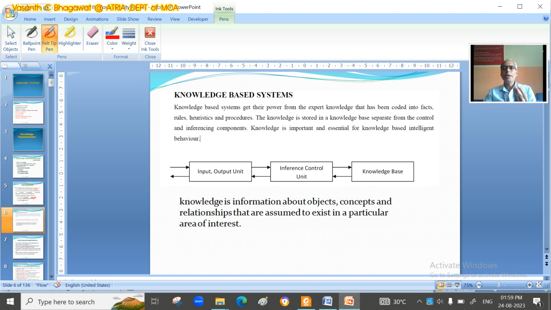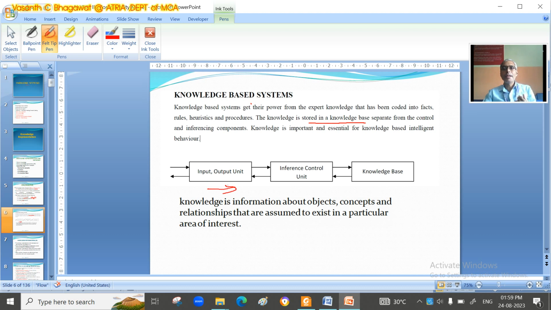When we look at a typical knowledge based system, it generally gets its power from the expert system. Later we will discuss what an expert system is and how it works. As the name suggests, in a knowledge based system the knowledge is very important for us. So we store this knowledge in a knowledge base, rather than calling it a database.